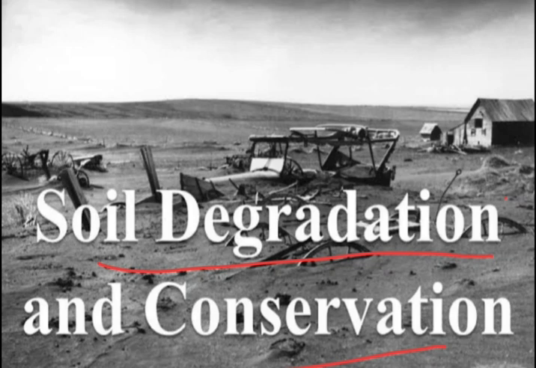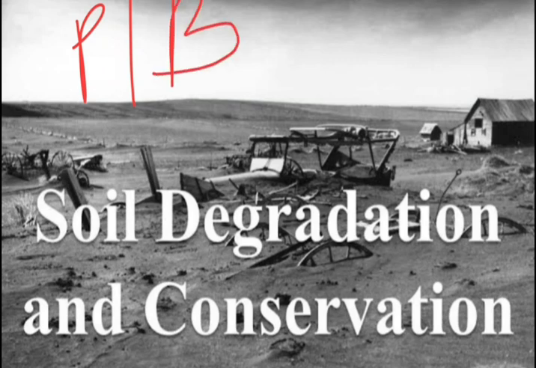Conservation measures. The new word that comes here is degradation. It means soil degradation. It is the physical, chemical and biological decline in soil quality. When the soil loses its quality, it is a loss of fertile land. This process is known as soil degradation. It is a very serious environmental problem.